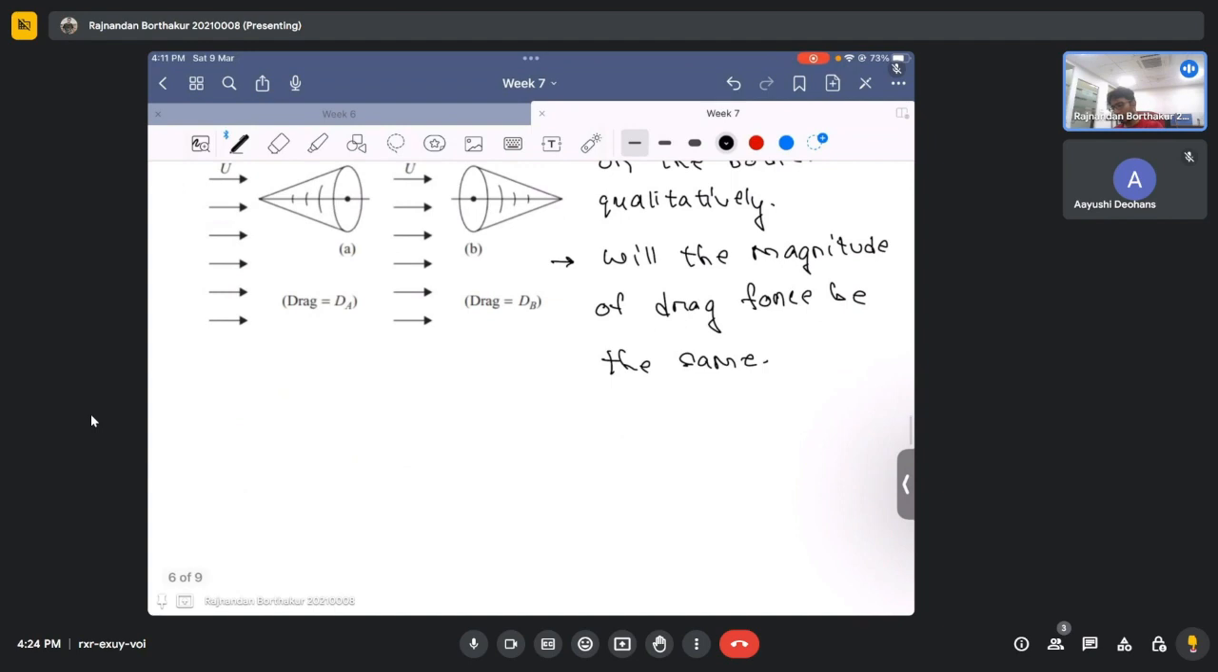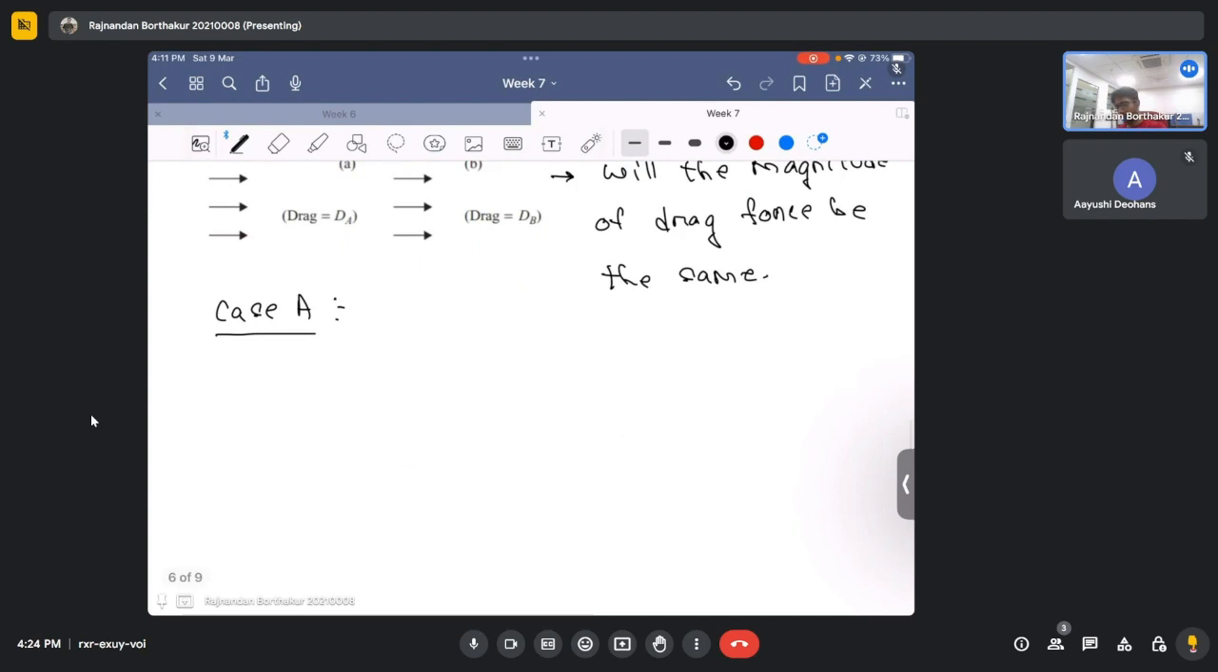So let us now consider the case A. In order to evaluate the drag, what are we going to solve? We are solving the creeping flow equations, right? Which means that the gradient of pressure is balanced by the viscous force. Of course, we also have this continuity equation. And these equations are subject to what?